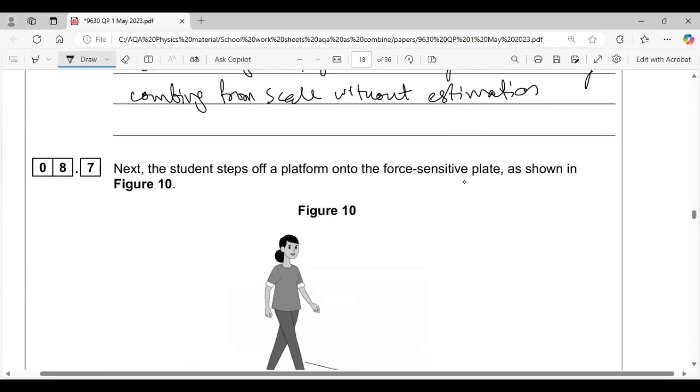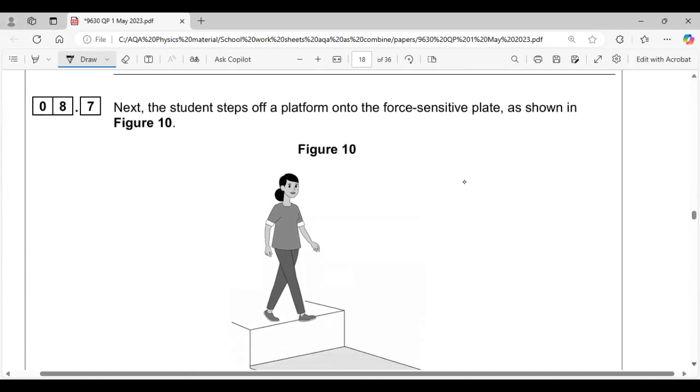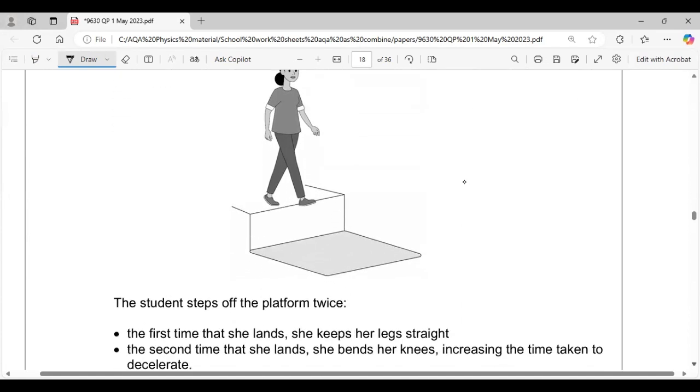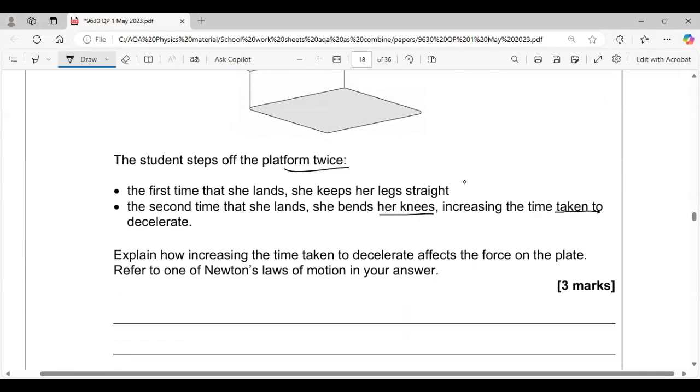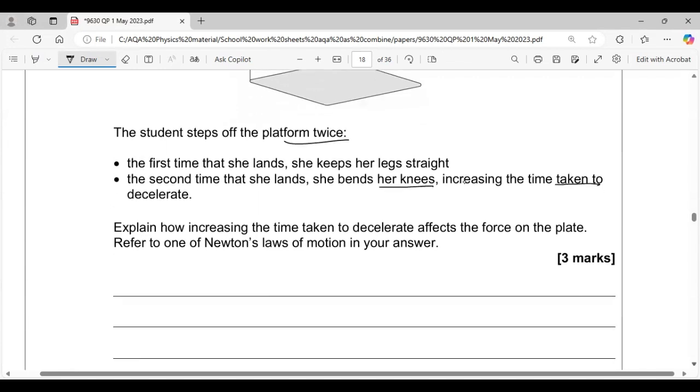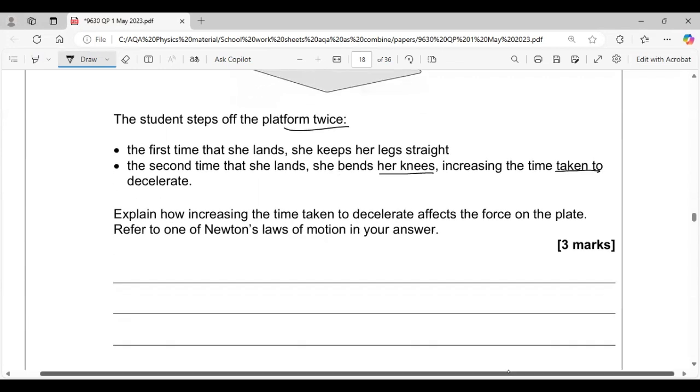Okay, next, the student steps off a platform onto the force sensitive plate. The student steps off the platform twice. The first time she lands, she keeps her legs straight. The second time that she lands, she bends her knees, increasing the time to decelerate. Explain how increasing the time taken to decelerate affects the force on the plate. Refer to one of Newton's laws of motion.